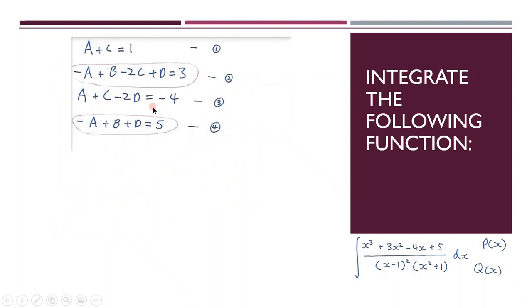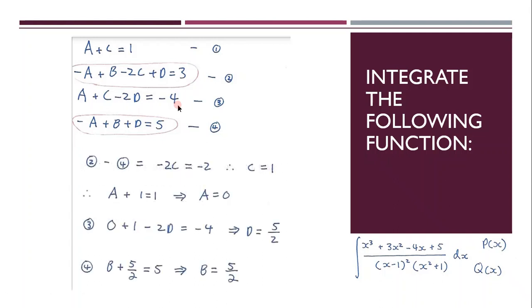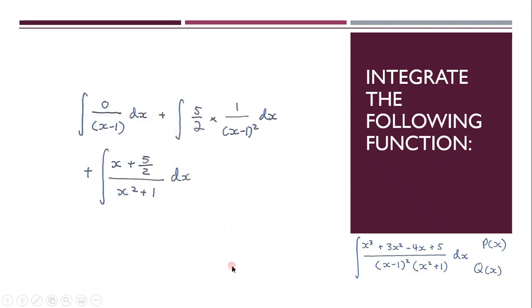And then once you have your equations, you need to think if you need to use Gauss-Jordan elimination. Do you have a lot of linear equations? Can you knock them out? So scan your system of linear equations and see if you can knock out any coefficients. And in this case, luckily we can. We don't need to do Gauss-Jordan elimination. So as we do this, we find c equals 1, a equals 0, d is 5 over 2, and b is 5 over 2.